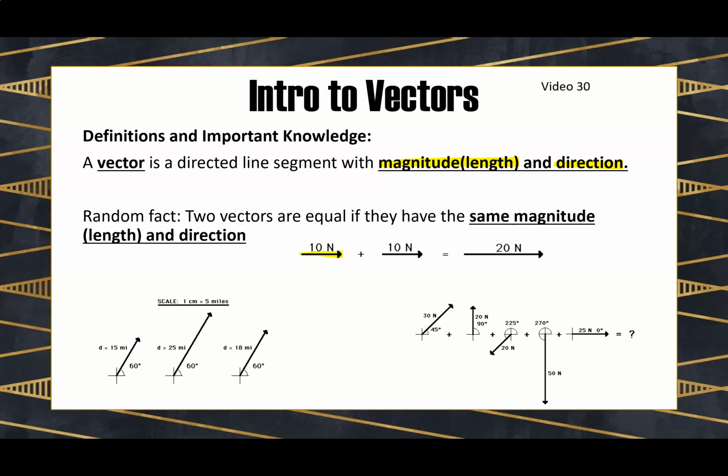These vectors are going to the east. These vectors are going up 60 degrees. Okay, these vectors are going 0 degrees, 270 degrees, 225. So we can talk about the direction in terms of north, east, south, and west. We can also talk about it in terms of degrees as well.